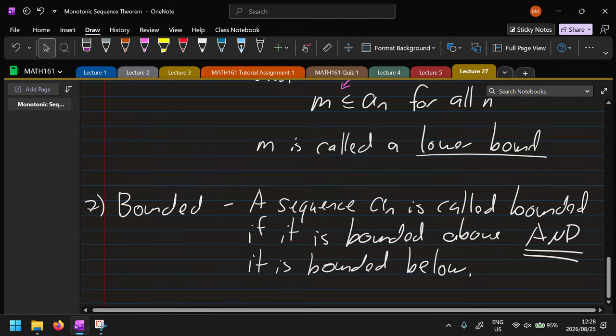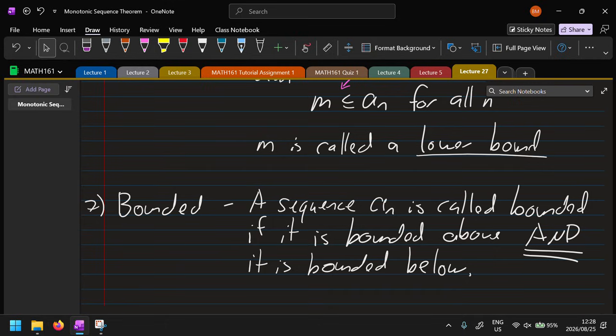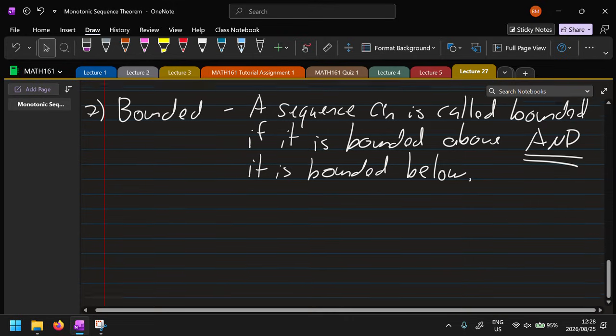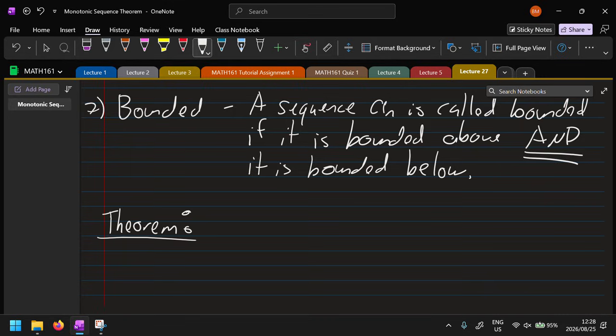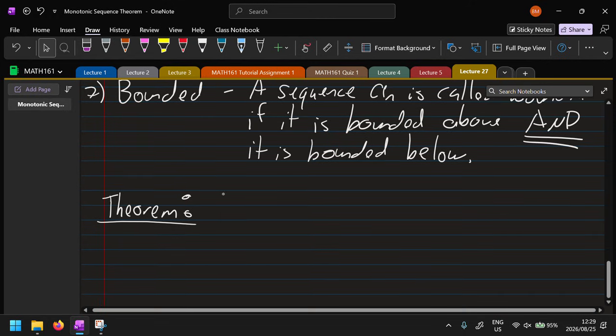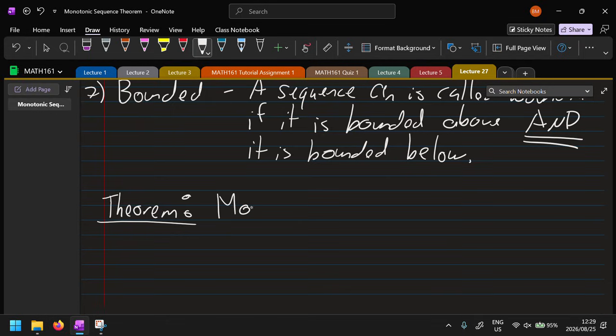So that's it for the terminology we need. Any questions about this? You're all good. Okay, so the theorem. Again, we won't be going through the proof, but you will need to know the applications of it. So this is the monotonic sequence theorem.